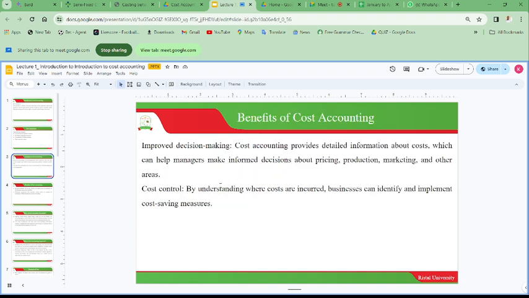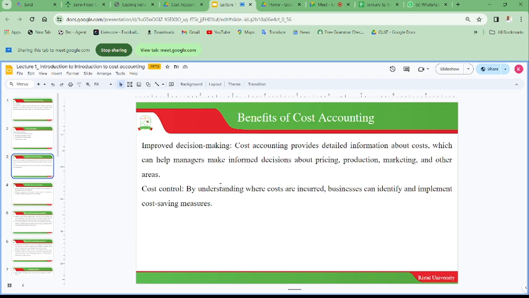And then let's look at the benefits of cost accounting. Number one, improved decision making. Cost accounting provides detailed information about costs, which can help managers make informed decisions about pricing, production, marketing, and in other areas. So it can also help in cost control.